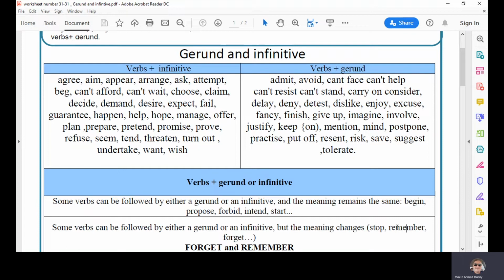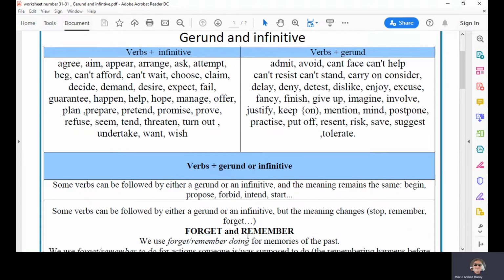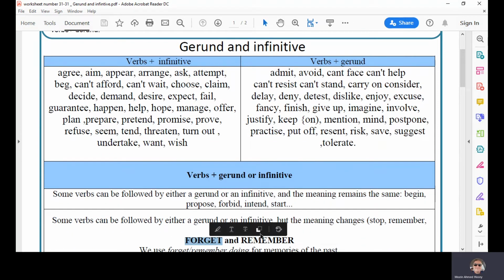You have stop, remember, forget, and other verbs like go on, try. We'll mention more. Let's see here, forget and remember. Think of the difference between these two sentences. He forgot to get the groceries, or to buy the groceries. He forgot buying the groceries. Are these two sentences different? Some of you say no and some say yes. Let's see.